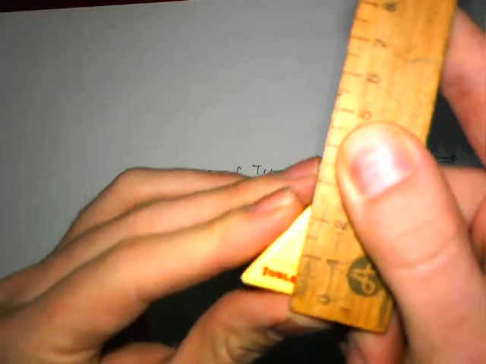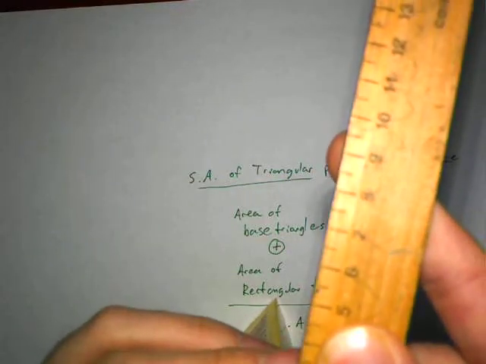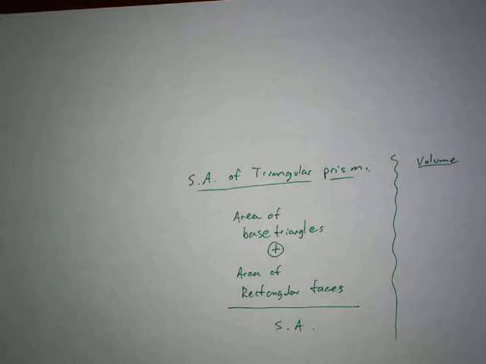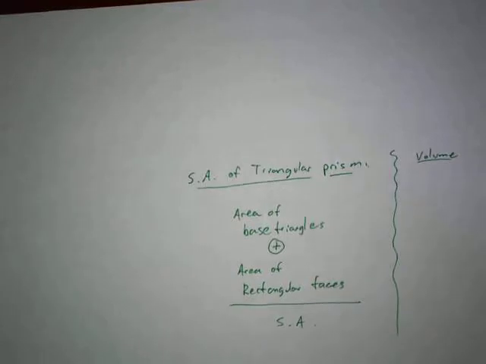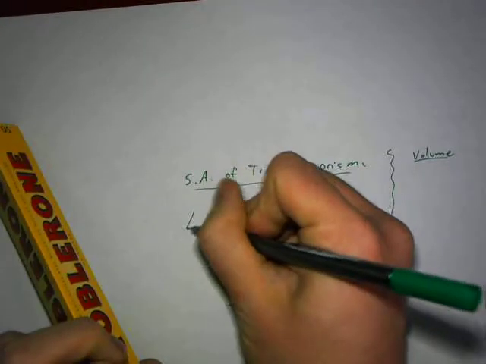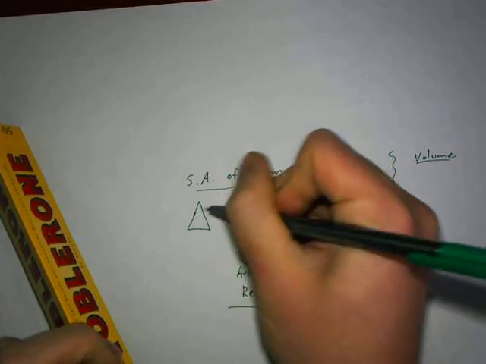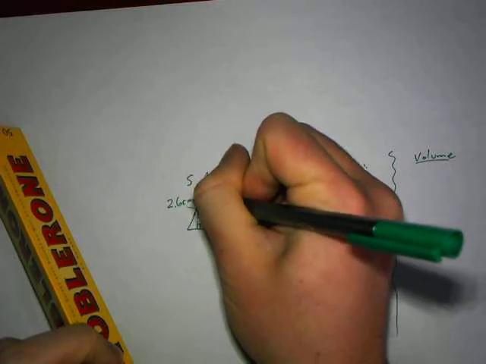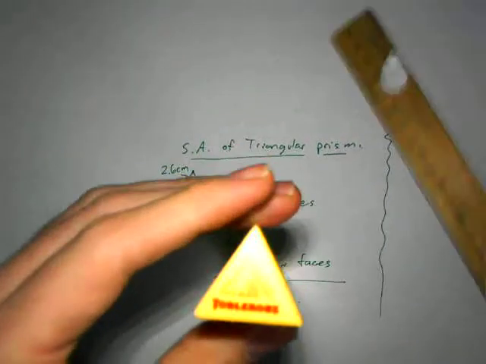But my answer currently is, let me just take it off so I can see it a little better. 2.6. So I want to write that down. So a triangle face, the height was 2.6 centimeters. Now I'm going to measure the base.